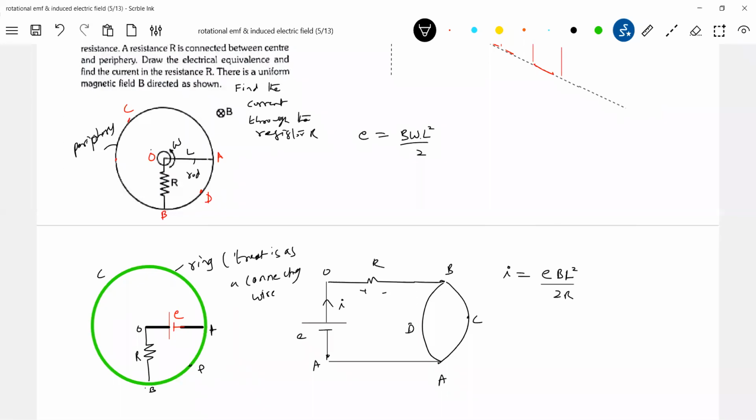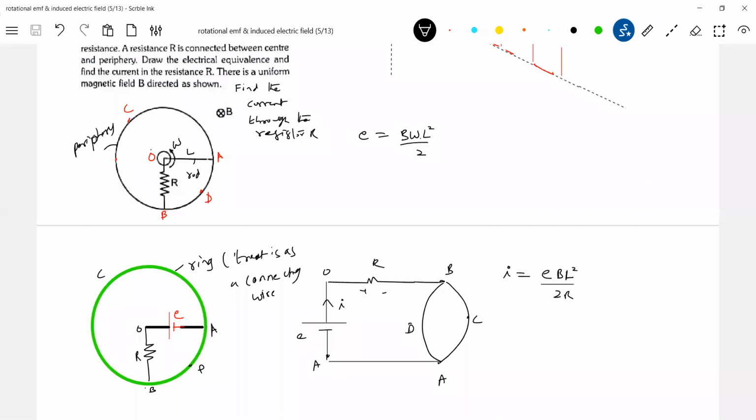Now, if the ring has resistance per unit length lambda, tell me what changes you make. The arc ADB depends upon the angle. The angle between the resistor and the arc length AB will determine the resistance. Suppose at a given instant it is 90 degrees, as I'm showing. Then this will have resistance R_ADB, and the other arc BCA will have resistance R_BCA. Replace with those resistances and work out the problem.